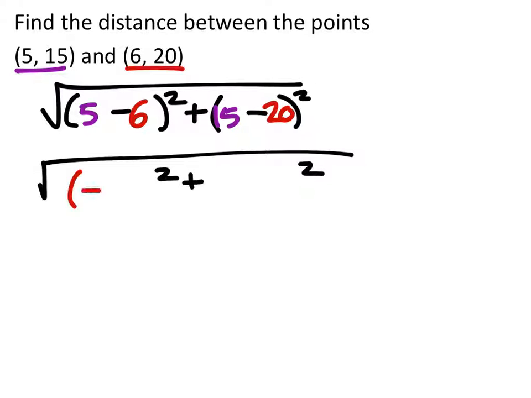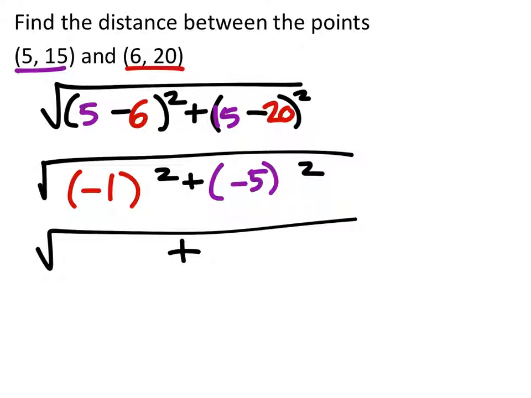So 5 minus 6 is negative 1. We're going to square that. And 15 minus 20 is negative 5, which we are also going to square. And we'll add those two squares. Negative 1 squared is 1. Negative 5 squared is 25. Then I've got the square root.